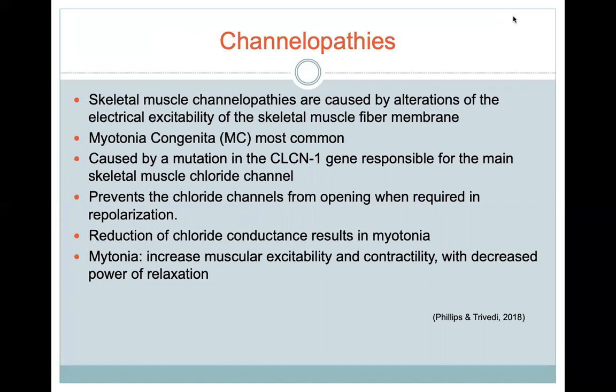The mutation causes a large shift in the gating potential and prevents the chloride channels from opening when required in repolarization. Reduction of chloride conductance results in myotonia. The myotonia is essentially an increase in muscular excitability and contractility with decreased power of relaxation.